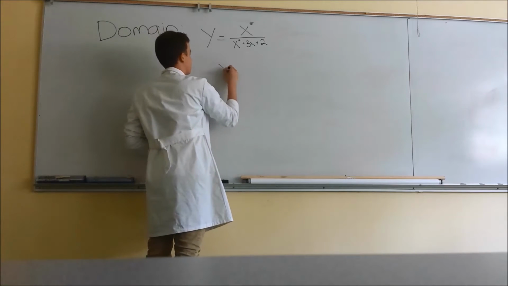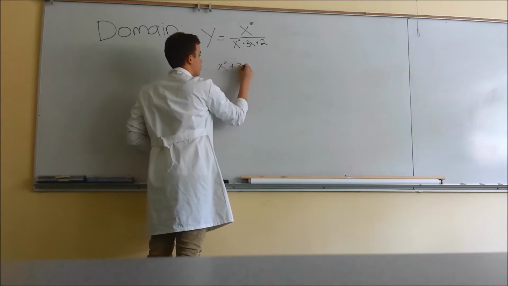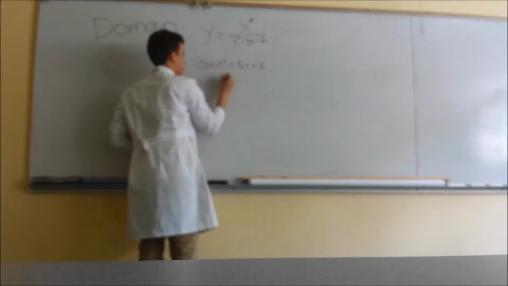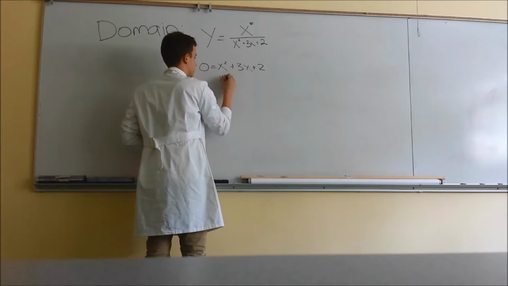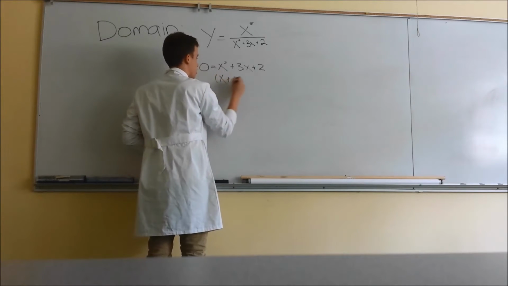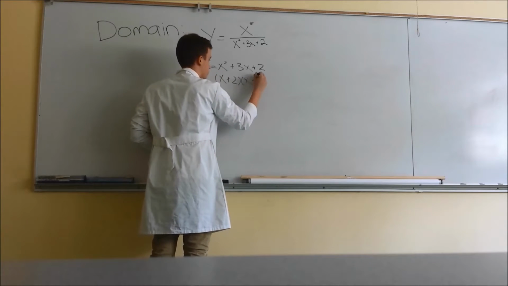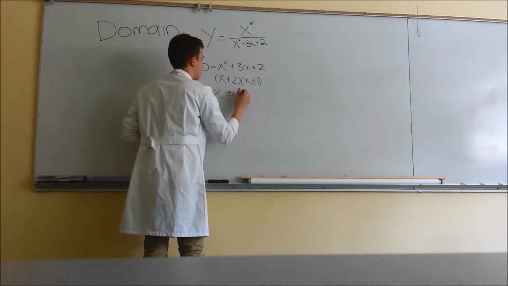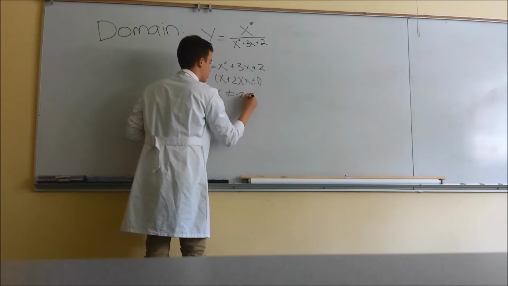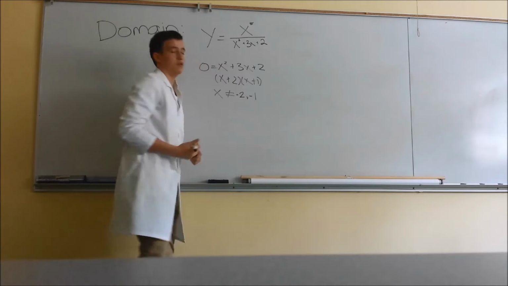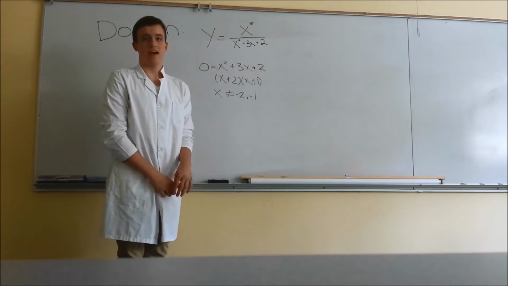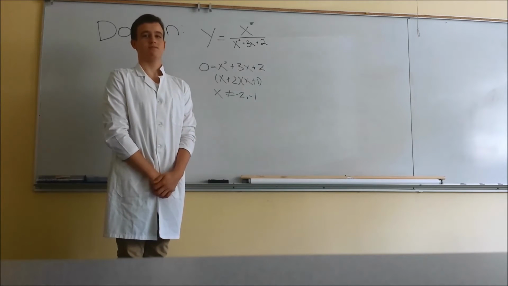So we take the bottom part of our function, x squared plus 3x plus 2, and set it equal to 0. Factor this, (x plus 2)(x plus 1). And we know that the non-permissible values of our function are -2 and -1, which indicates that there could be asymptotes at these locations. That was how you find the domain of our function.